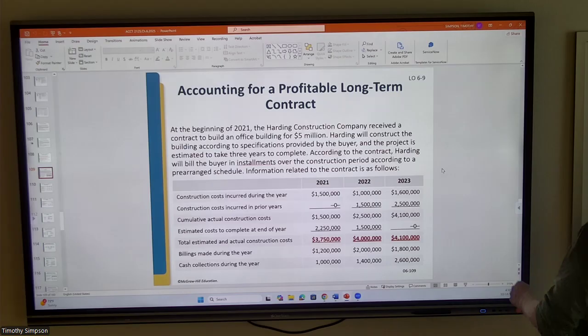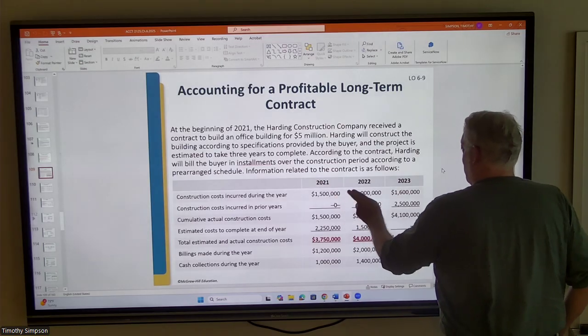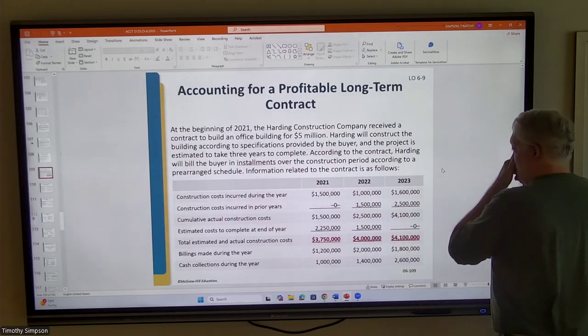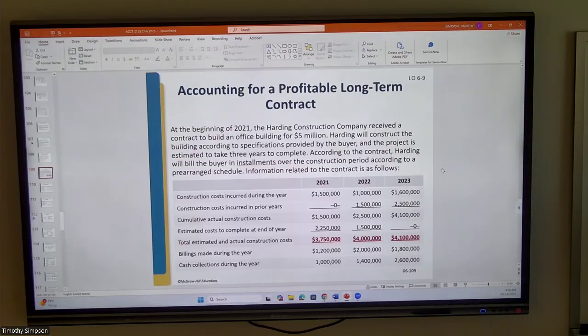And so we've got the cost laid out here, and the anticipated cost will be $1.5 million in the first year, $1 million in the second year, $1.6 million in the third year. So altogether, $4.1 million as the estimated construction cost over that particular time period.